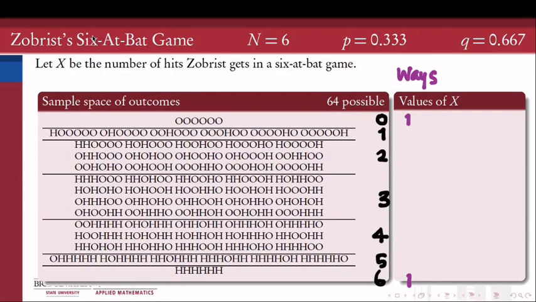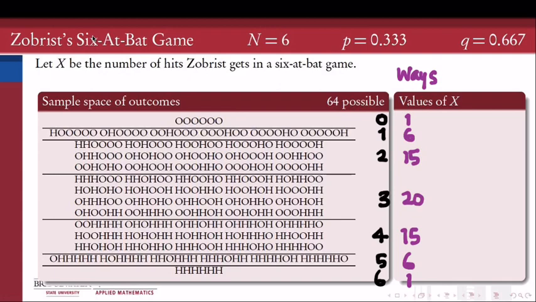But as soon as we're in the middle, there's actually 6 different ways for him to go 1 for 6, corresponding to the 6 different at-bats where he'd get his 1 hit. And likewise, there are 6 different ways for him to go 5 for 6. And then it gets even more complicated. There are 15 different ways for him to go either 2 for 6 or 4 for 6. And there are 20 different ways for him to go 3 for 6.